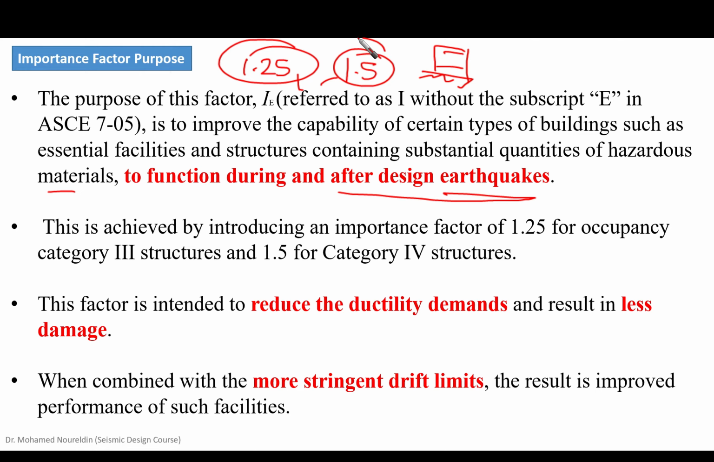Whenever we increase the importance factor, this means that the design load on the structure is going to be increased, and then the structure is going to be maintained within the elastic range. We would not let it go into the inelastic range, by making the sections massive, for example, and making the design load higher. This is achieved by introducing an importance factor of 1.25 for risk category 3 and 1.5 for risk category 4.